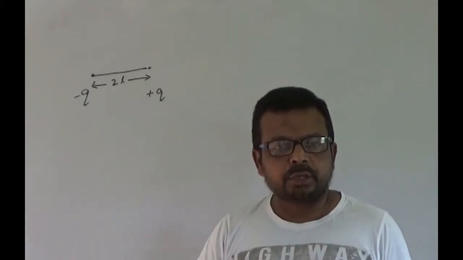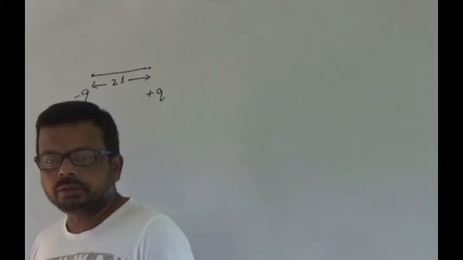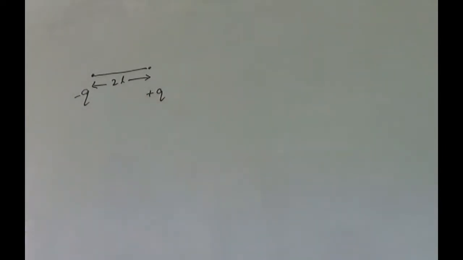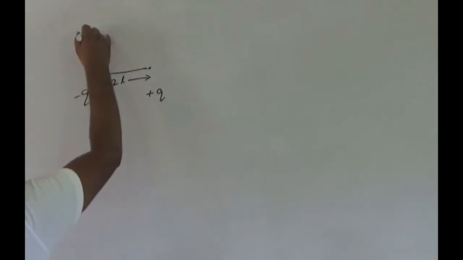What is the total charge of an electric dipole? Of course, zero. Minus q plus q, that means the total charge is zero. The total charge of an electric dipole is zero.